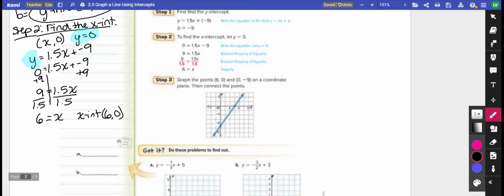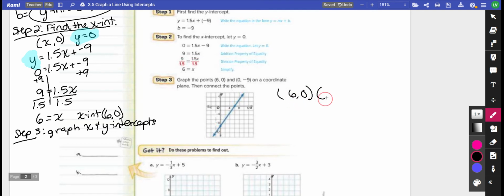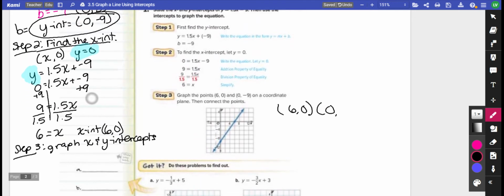Then for my third step, graph x and y intercepts. So I know my x-intercept is at 6, comma 0, and my y-intercept is at 0, comma negative 9.